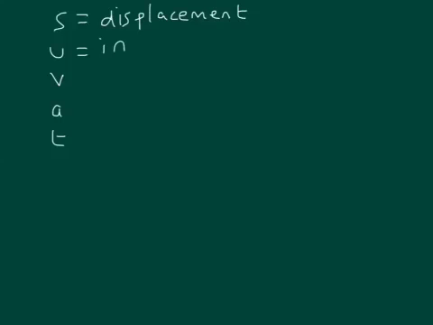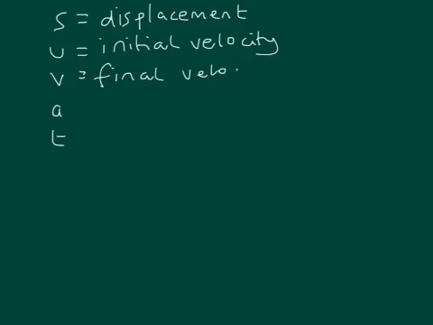U is the initial velocity. V is the final velocity. A is the acceleration, which in this unit is always constant, it doesn't change. Sometimes it's 0, and T is time.